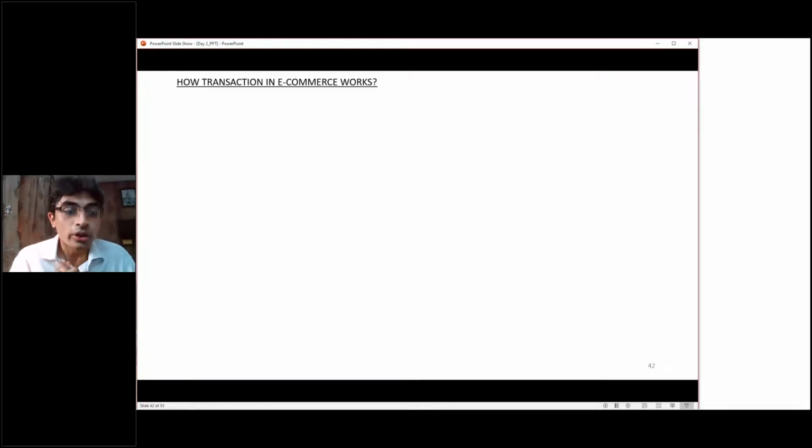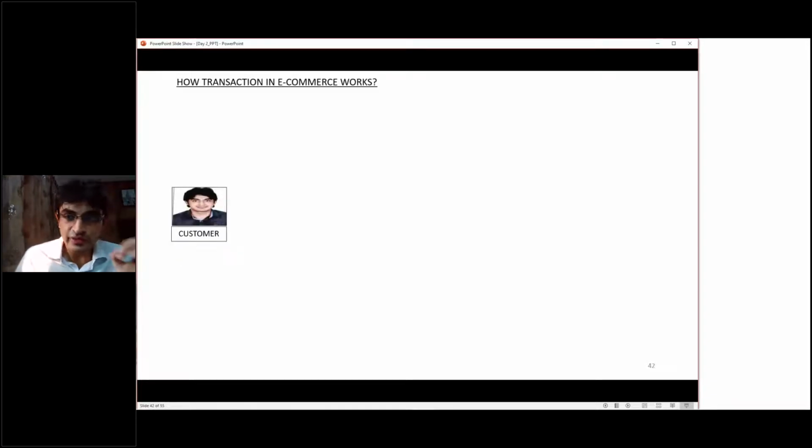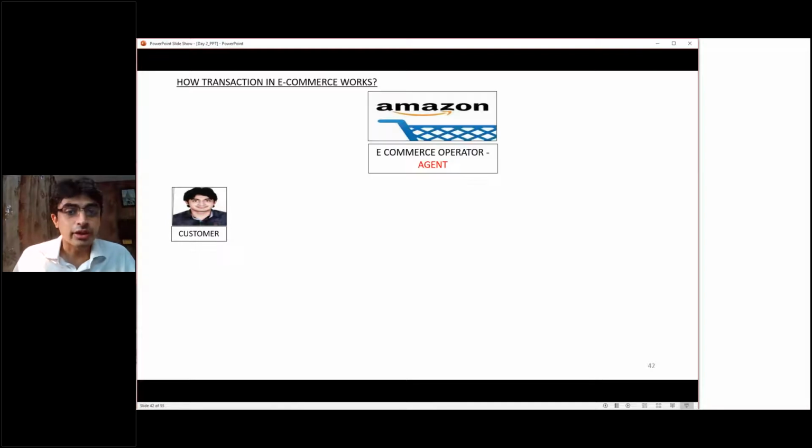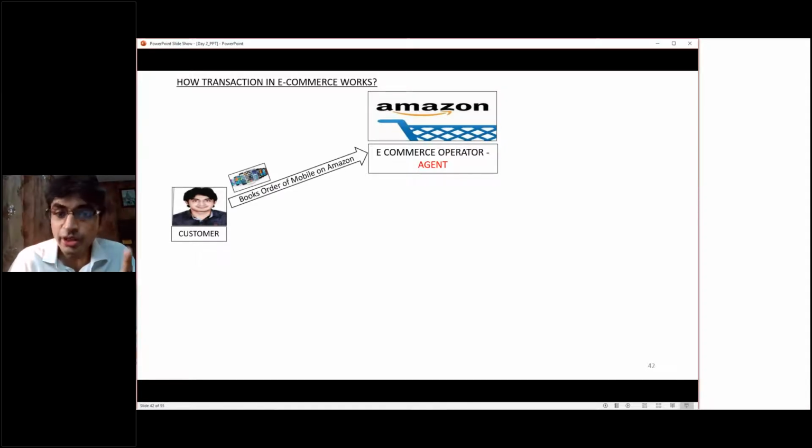TCS. How does a transaction in e-commerce work? See this. Suppose I am a customer. We all use Amazon, Flipkart. So suppose I book an order on Amazon.